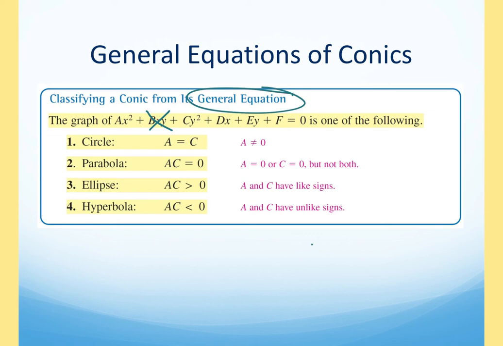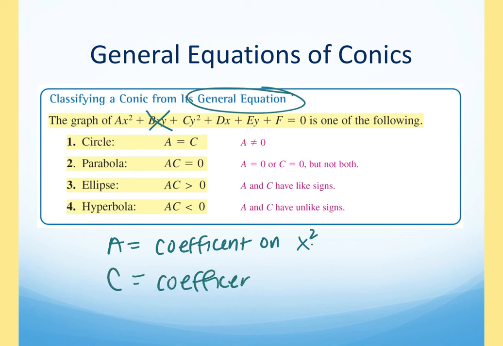If your equation has something with an x squared, something with a y squared, something with an x, something with a y, and then a constant equals 0, then you're going to grab the A, which is the coefficient on the x squared, and the C, which is the coefficient on the y squared. Then you're going to have one of these four scenarios. If those two numbers are equal, it is a circle. If one of those two numbers is 0, so the product is 0, then it's a parabola.